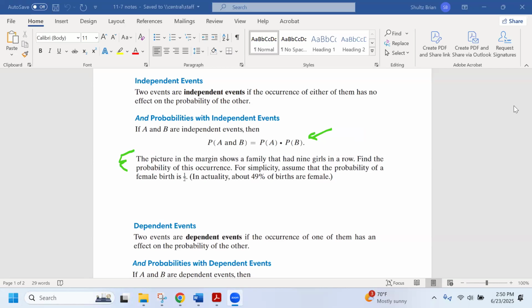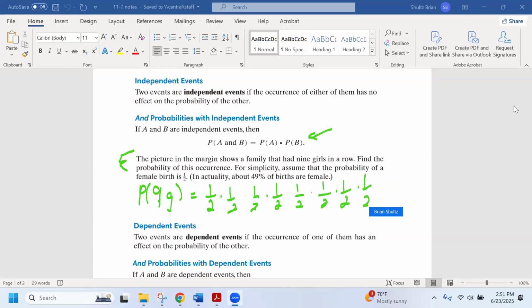We're looking at this example. The picture in the margin shows the family had 9 girls in a row. Find the probability of this occurrence. For simplicity, assume that the probability of female birth is 1/2. In actuality, about 49% of births are female. So the probability of getting 9 girls is 1/2 times 1/2 times 1/2 times 1/2 times 1/2 times 1/2 times 1/2 times 1/2, 1, 2, 3, 4, 5, 6, 7, 8 times 1/2, because having 1 girl does not affect what the probability is in the next pregnancy. Therefore, they are independent events, and then you would have the probability of 1/2 to the 9th power.